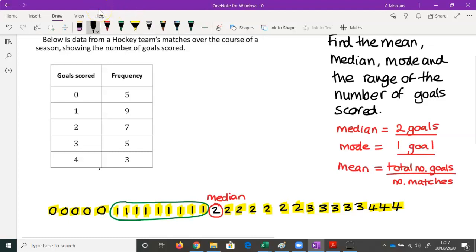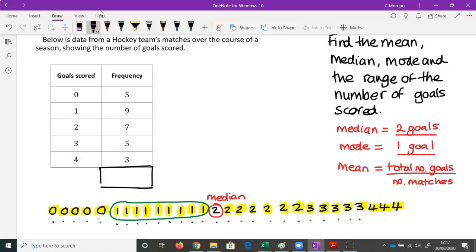I want to find the number of matches. And what I can do is add up the number of values in my list, and let's see, there are 1, 2, 3, 4, 5, 6, 7, 8, 9, 10, 11, 12, 13, 14, 15, 16, 17, 18, 19, 20, 21, 22, 23, 24, 25, 26, 27, 28, 29. There were 29 matches altogether, so I'm going to write up here there were 29 matches.